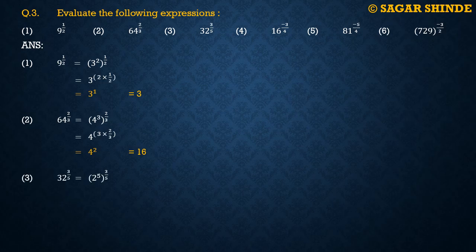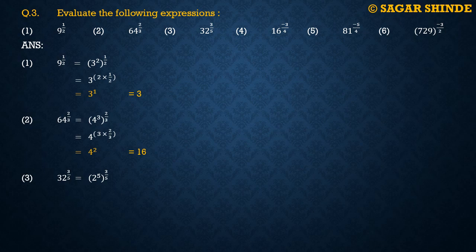In the third question we have 32 raised to 3 upon 5. Now once again you just focus on the power. Power is a rational number, and we will focus on the denominator of the power. Denominator of the power is 5. Getting it? Means the base we are going to write as the fifth power of some number, and we know that 32 is nothing but 2 raised to 5. So 32 is written as 2 raised to 5, and whole raised to 3 upon 5.